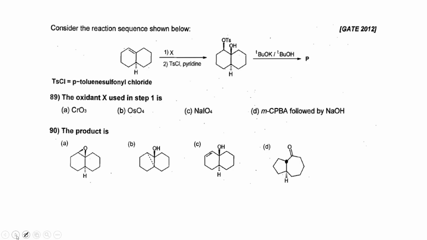So the first question is: consider the reaction sequence shown below and answer two questions based on that. The first question: what is the oxidant X? The second question: what will be the product P? I will give you 1 minute, just give it a try, because till now we have solved all types of questions based on these oxidizing reagents. So I hope you can solve this one.